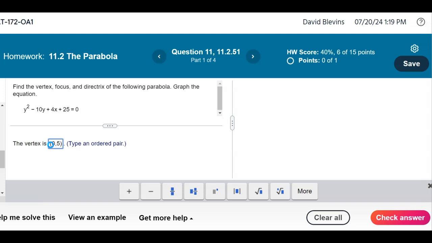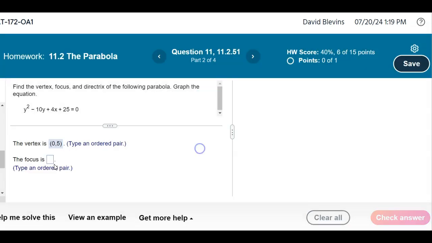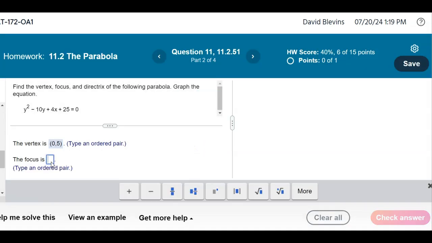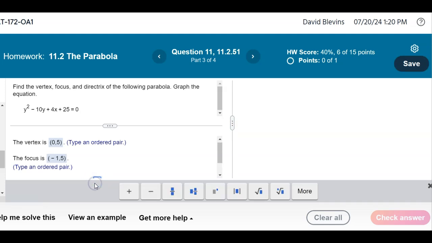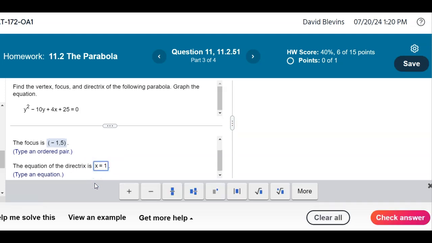So my vertex was 0, 5. I went up 5 units. For the focus, I went back 1 unit, so that was negative 1, 5. For the directrix, I went to the right 1, so that was a positive 1 for x. So x equals positive 1 is my directrix.